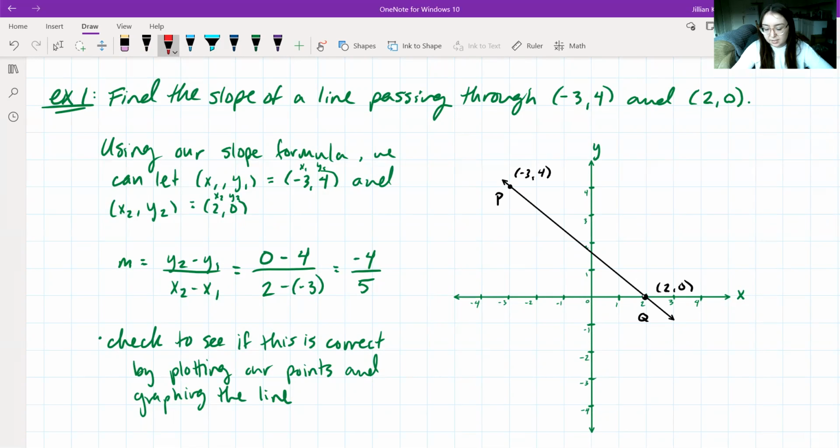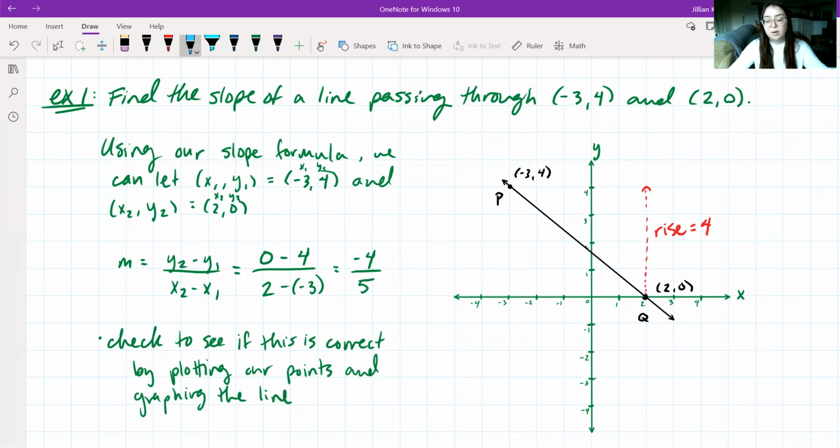So we're going to rise to the point of our next point, or the y value of our next point. So we rise to here, and this is our rise. And if we count our rise, we have now gone up 4 positive spaces, and now we're going to do our run.